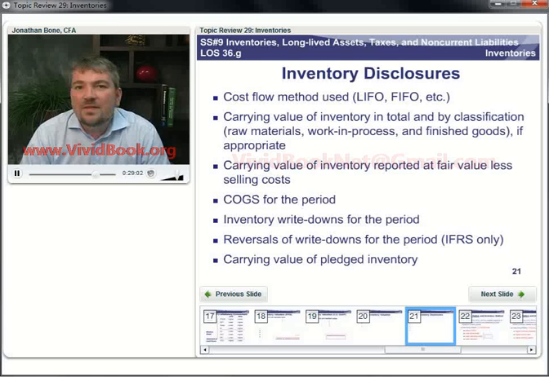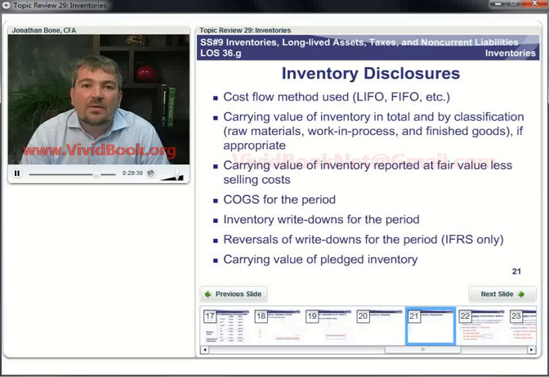Next thing, the carrying value of inventory in total and by classification. And note, when we say classification, we're splitting into its three types: raw materials, finished goods, and work in progress. Remember what work in progress is? It's where we've started to manufacture a good at the year end but have not yet completed it.